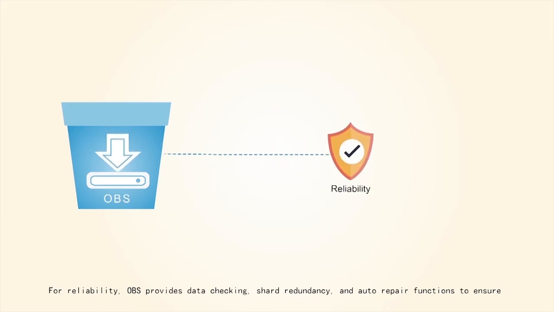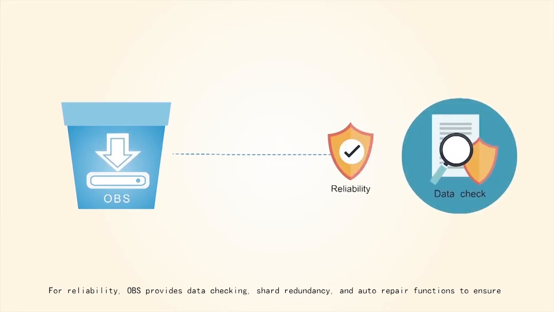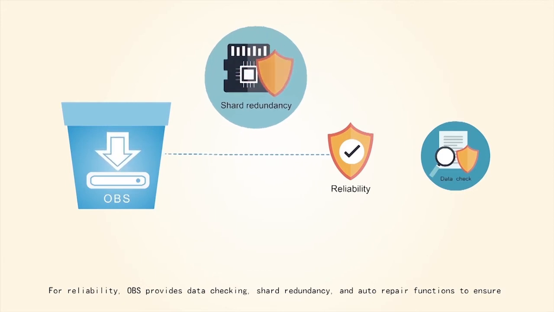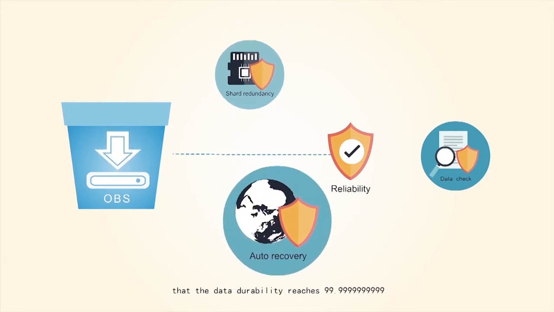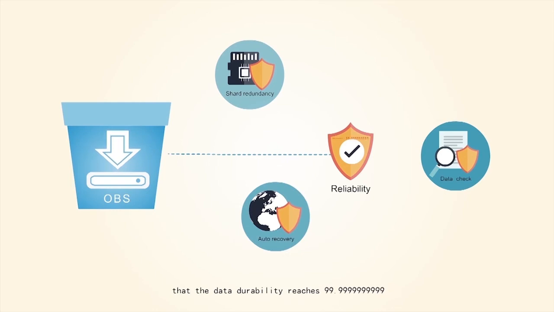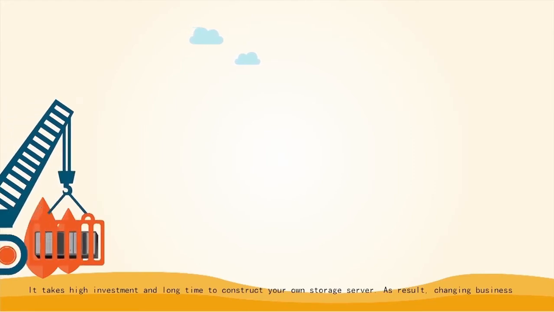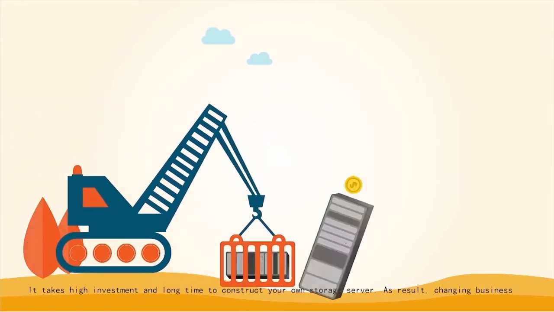For reliability, OBS provides data checking, shared redundancy, and auto repair functions to ensure that the data durability reaches 99.99999999999%. It takes high investment and long time to construct your own storage server.